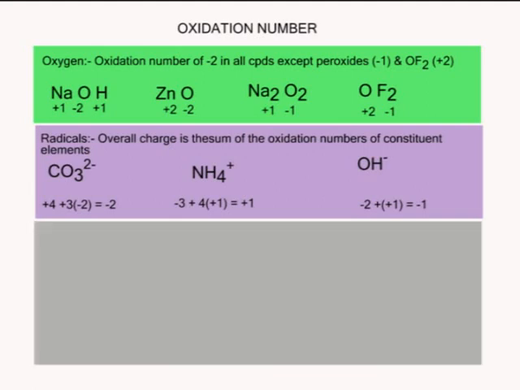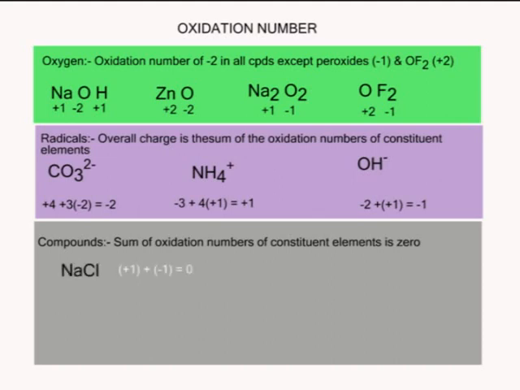The last rule, rule number 6, involves compounds. The sum of the oxidation numbers of constituent elements in a compound is equal to 0. Really, the overall charge on a compound is 0. For example, sodium chloride, sodium is positive 1 and chlorine is negative 1. If you add plus 1 plus minus 1 is equal to 0. Carbon 4 oxide, carbon has an oxidation number of positive 4 and oxygen has negative 2, and there are two of them. So plus 4 plus minus 4 would give us 0.